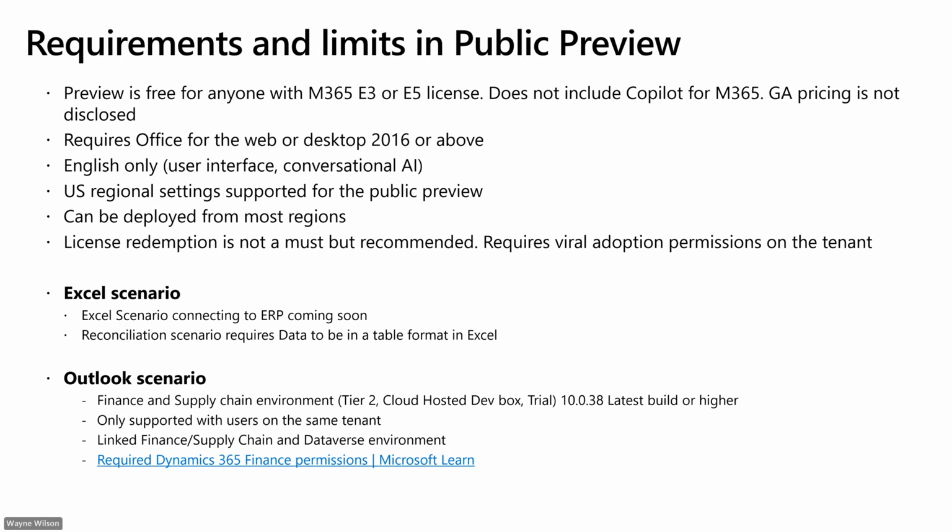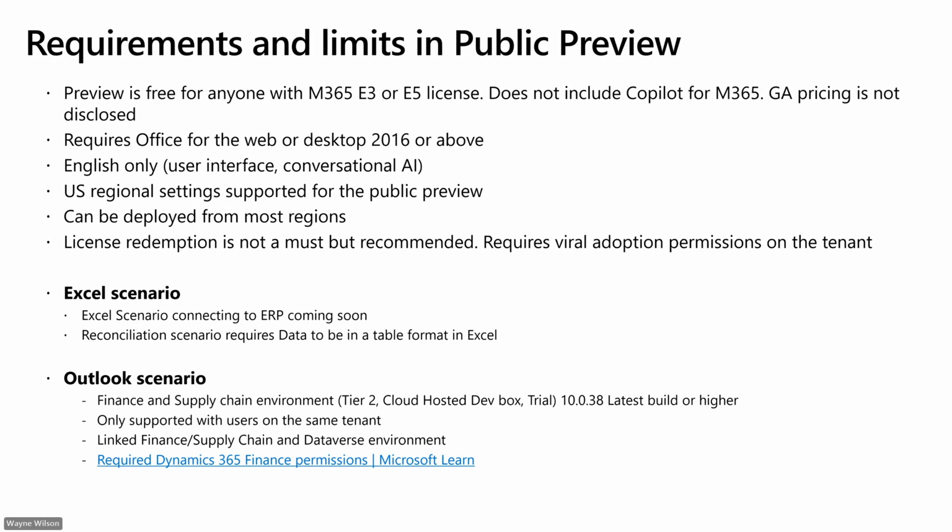Thank you, James. So let's just quickly navigate and talk about requirements and limitations in the current public preview program. First, this preview is completely free from a licensing perspective. You don't need anything except the M365 E3 or E5 license. As soon as you have that, you can simply use the Outlook scenarios and the Excel scenarios. This does not include Copilot for M365, and the GA pricing is not disclosed yet. Once we are closer to GA, this will be publicly announced.